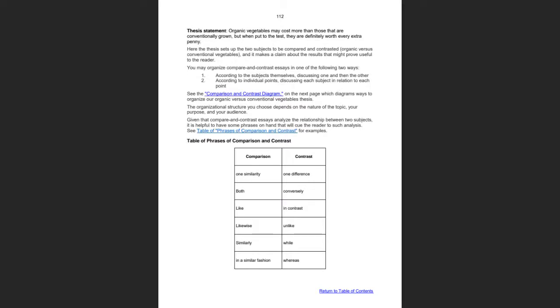Organic vegetables may cost more than those that are conventionally grown, but when put to the test, they are definitely worth every extra penny. Here the thesis sets up the two subjects to be compared and contrasted, organic versus conventional vegetables, and it makes a claim about the results that might prove useful to the reader. That's one way of doing it.